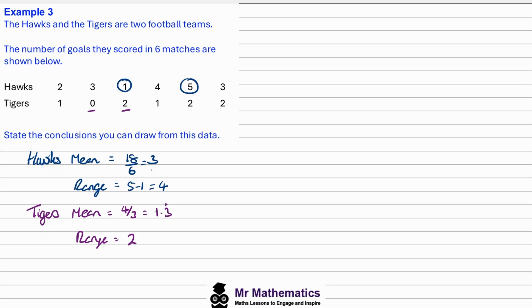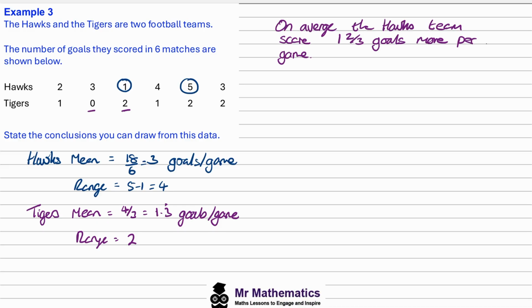So now we've got our statistics, we can make our comparison. Because the mean number of goals for the Hawks is 3 goals per game, I need to include the units. So 3 goals per game. And I'll do the same for the Tigers. So because the Hawks have 3 goals per game and the Tigers have 1 1/3, we can say that on average, the Hawks score 1 2/3 goals more per game. To work out this 1 2/3, I've just done the 3, take away the 1 1/3.